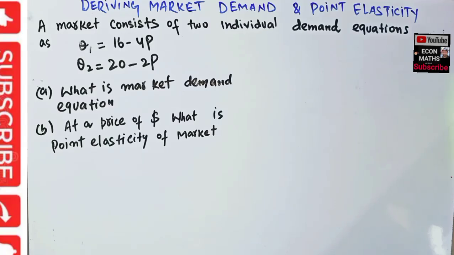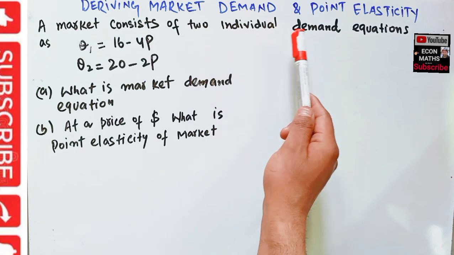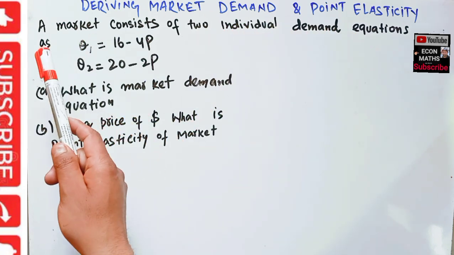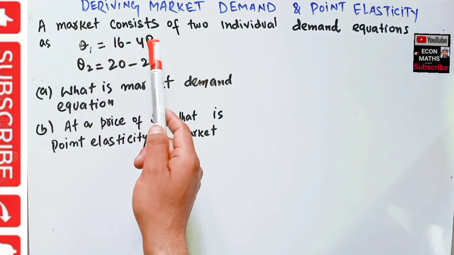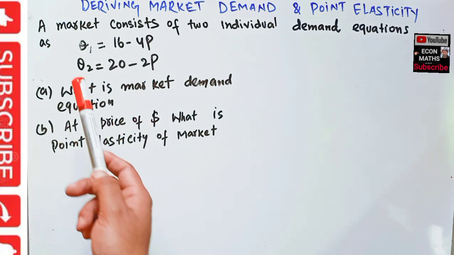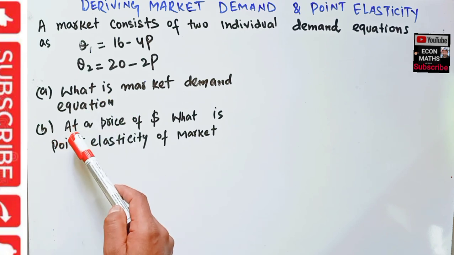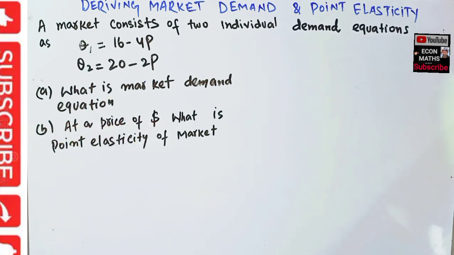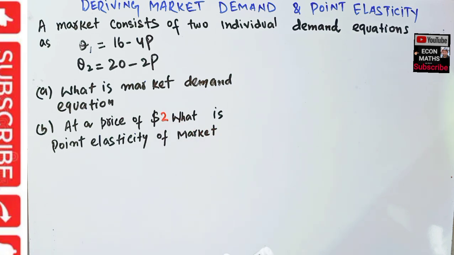In this video, we will learn how to derive the market demand function from the individual demand functions and find out the elasticity. The question is: a market consists of two individual demand equations. Individual one's demand function is Q1 is equal to 16 minus 4P, where P is the price and Q1 is the quantity individual one demanded. Q2 is equal to 20 minus 2P. We have to find out the market demand equation, and at a price of $2, we need to find out the point elasticity of the market demand curve.